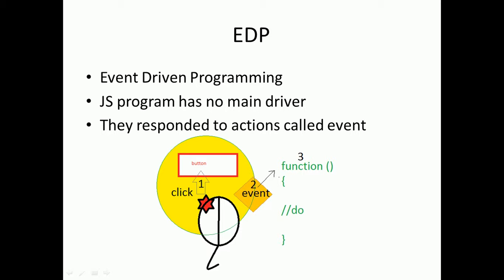Alright, so each action has an event associated with it, and the event is responsible for the function. So one, click; two, we have an event; three, we have a function. So here, click, the event is the mouse is clicked, and the function is gonna be linked with this event, so you gotta do something. So be careful about this three-step process. Click, event, function. Action, event, function. The same, alright?